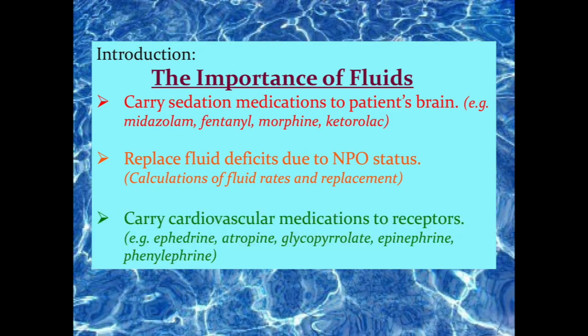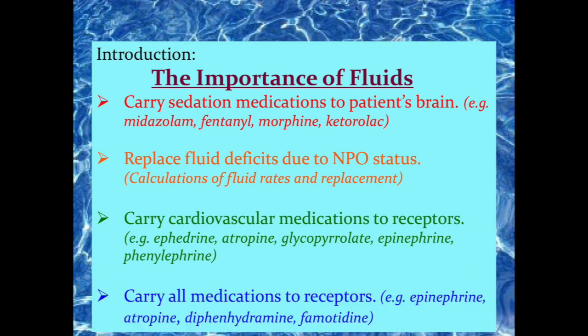We're going to carry cardiovascular medications through fluids to their receptors. Examples are ephedrine, atropine, glycopyrrolate, epinephrine, and phenylephrine. Many of those are found in the drug toolbox. We're going to carry all medications to receptors other than those that we've talked about so far. Things like famotidine and diphenhydramine find their receptors and have certain physiological effects on the patient.